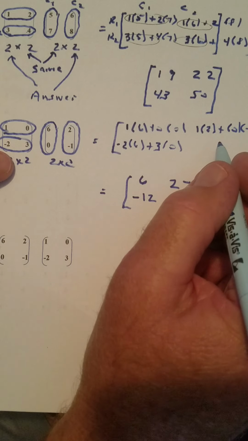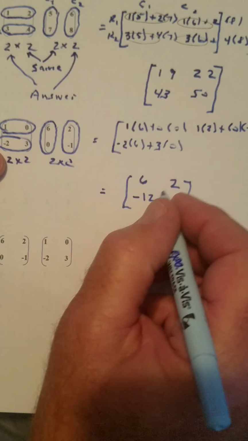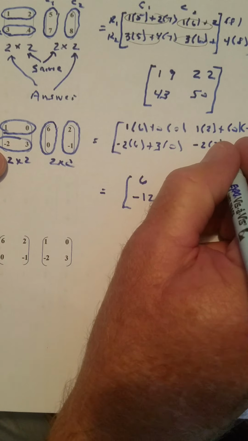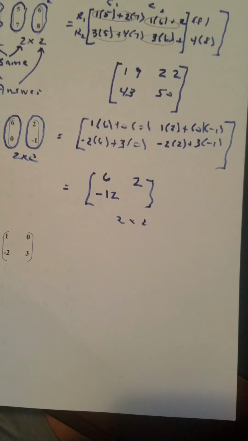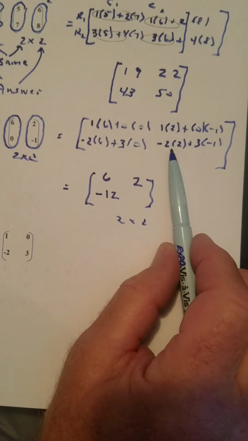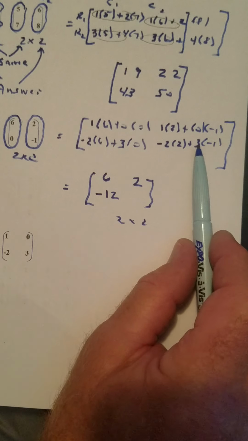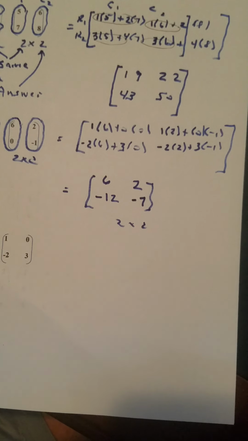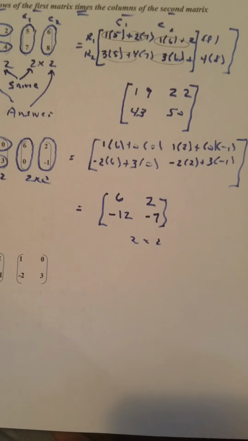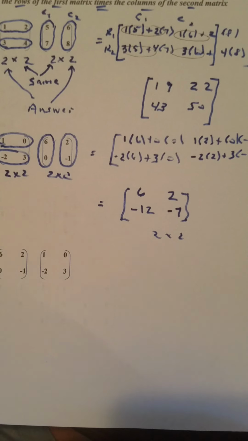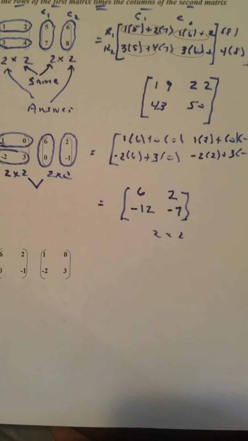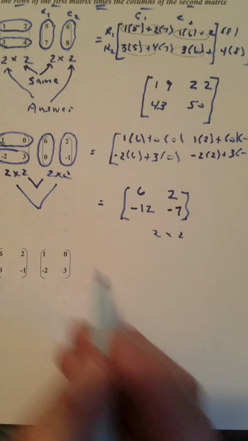And second row, second column. So I see negative 2 times 2 plus 3 times negative 1. Negative 2 times 2 is negative 4. Negative 4 plus, that's negative 3. This number is going to be negative 7. And that's the answer. So when you take a 2 by 2 times a 2 by 2, you get a 2 by 2. Remember, these two numbers have to be the same, and the outside two numbers give you the answer.